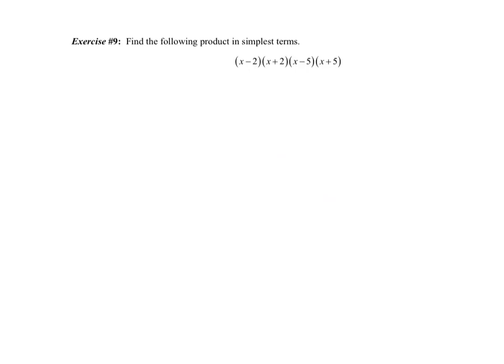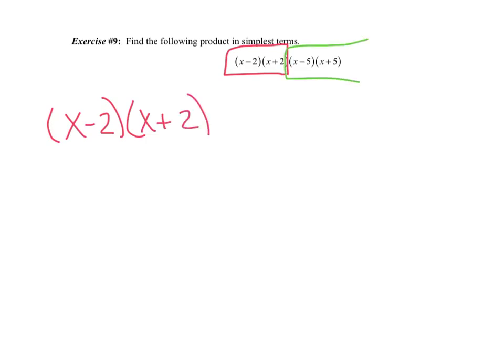Find the following product in simplest terms. Now you'll notice we have 4 terms, and I think it's easier to group them and do 2 at a time. So I'm going to start with the first 2 and multiply those. I'm going to do x minus 2 and x plus 2. And I'm going to break it up and do the next 2 and multiply those over here. X minus 5 and x plus 5.